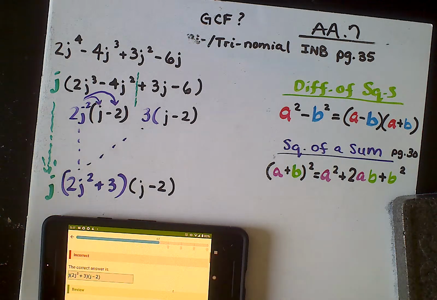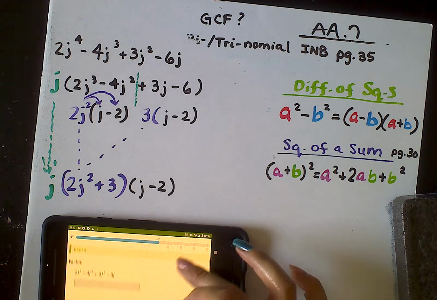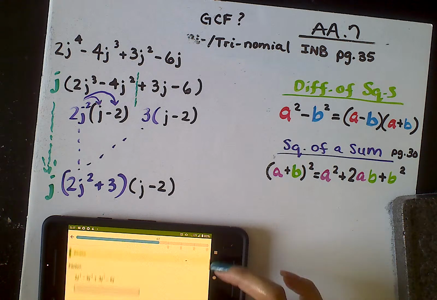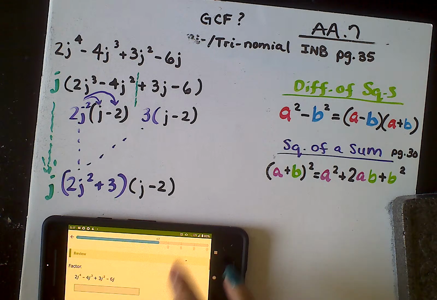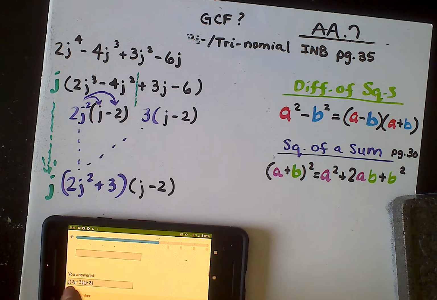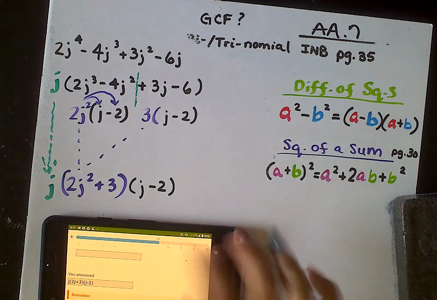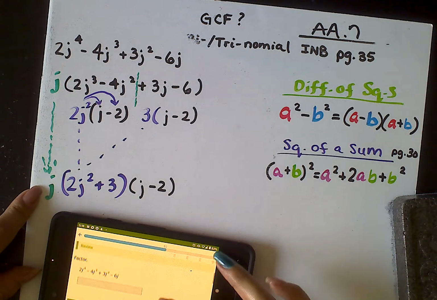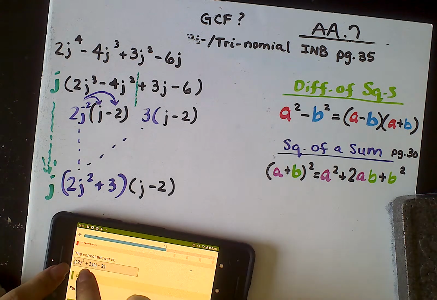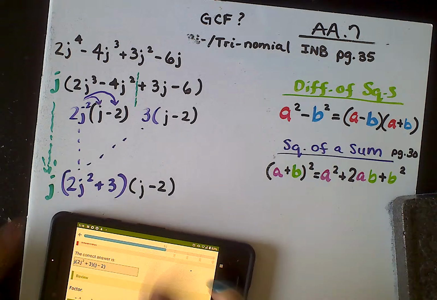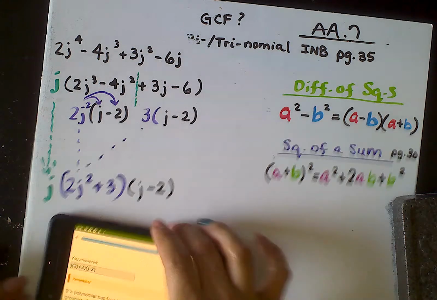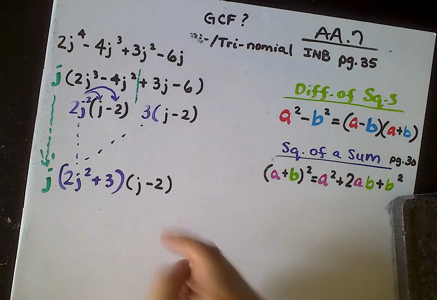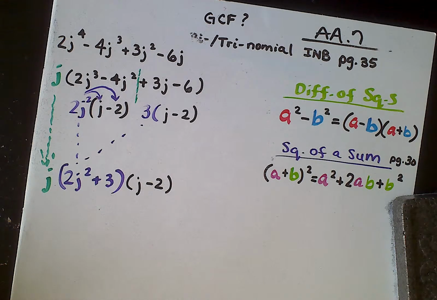Oh no, what did I miss? Let's see. J, 2j squared plus 3. Okay, I mistyped it because I forgot the squared. Oh, you see, I'm human. So I absolutely got the right answer. It says the correct answer is right here, and I wrote it correctly, but I typed it incorrectly. I forgot my squared. All right. So at least you finally got an example, and I did all the work correctly for you.